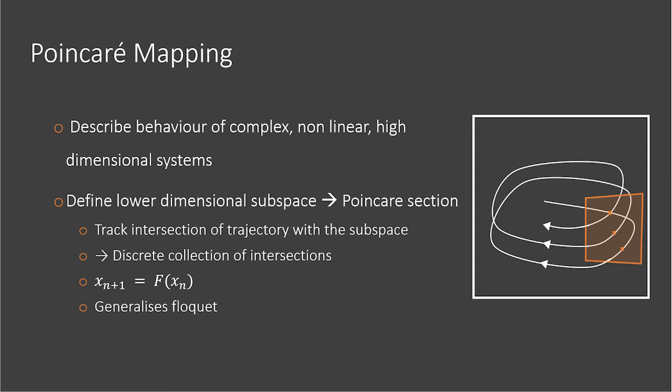Basically, Poincaré maps generalize the Floquet theory by also using the next time step x(n+1) and looking at its behavior. If x(n+1) ends up at the same point again, the solution converges and we have a stable periodic orbit. If it shifts, we have an unstable orbit. This can be very useful as sometimes higher dimensional complex systems can be hard to analyze, and by defining a lower dimensional subspace, it gets easier and more understandable.